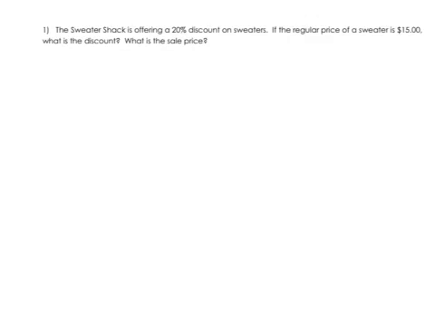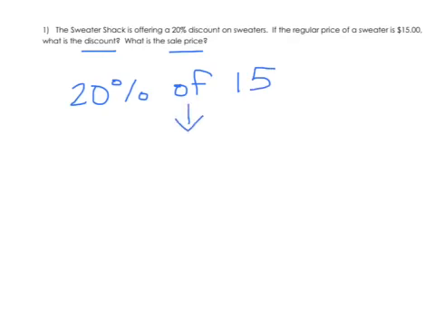Notice it's asking 2 different questions. It's wanting to know what the discount is and what the sale price is. Those are 2 different things. The discount is what we take away from the sweater, and the sale price is the new price including the discount. So what I'm going to do is figure out what is 20% of $15. Well, remember, of means to multiply. So I'm going to change 20% to a decimal, which would be 0.20, or just 0.2 is fine, and I'm going to multiply it by 15.